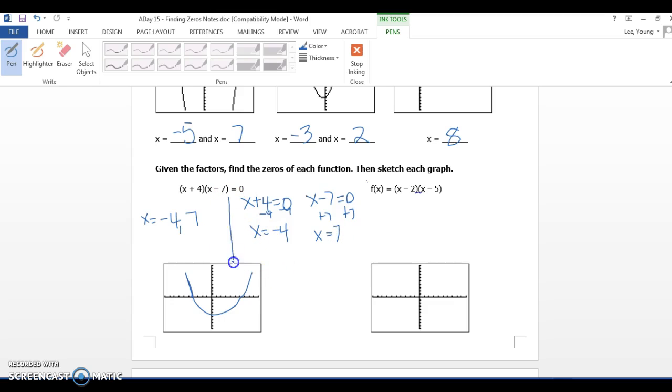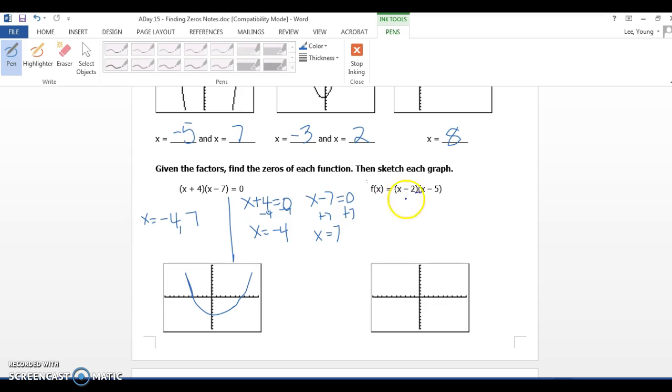So either way, you're going to end up with the same answer. I'm sure you like the graphing method better because you can just put it in the calculator and calculate it right away, but you also need to know how to use the zero property. So first of all, if you have a factored form, you just set both of them equal to 0 and then go from there. Okay? Now let's try the next one.